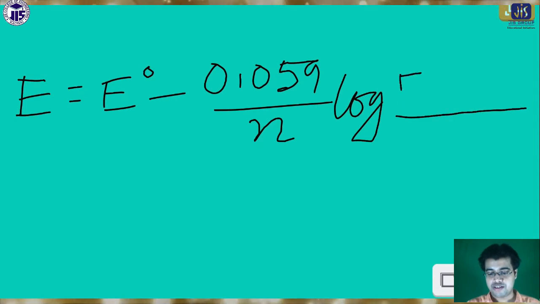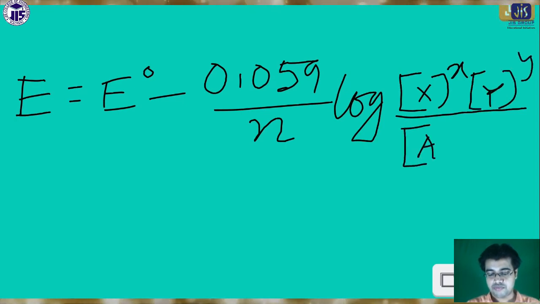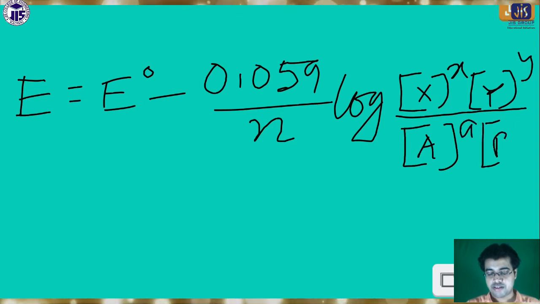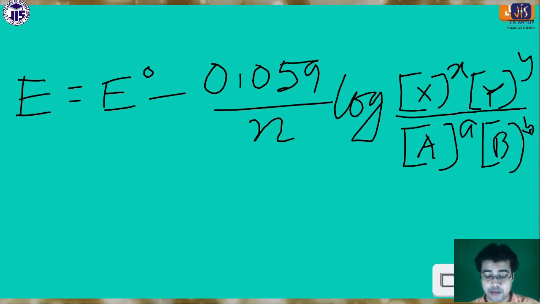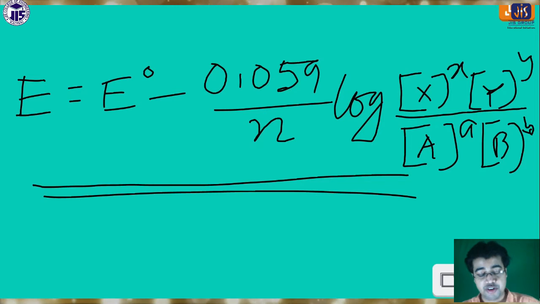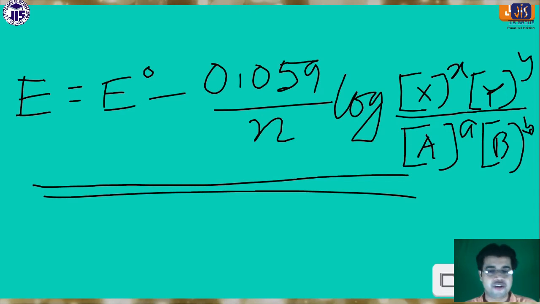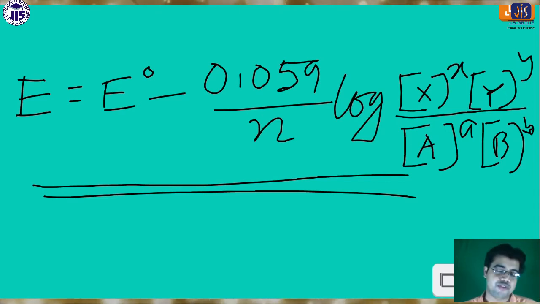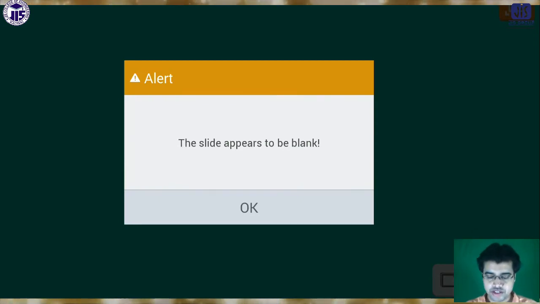concentration of product, that is the concentration of X to the power x and concentration of Y to the power y, over the concentration of the reactant. And this is the final form of the Nernst equation. You have to keep in mind E equals E0 minus 0.059 by n log of concentration of product by concentration of reactant. Keep this equation in mind very carefully, because this is very, very important for your exam purpose. So finally, you have to keep in mind some equations for solving the numerical problems.